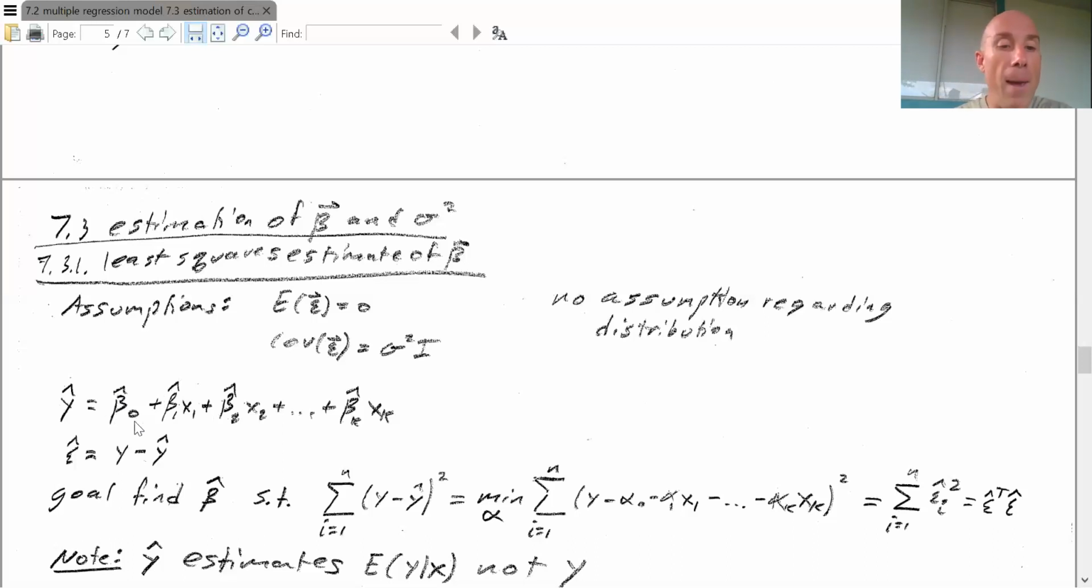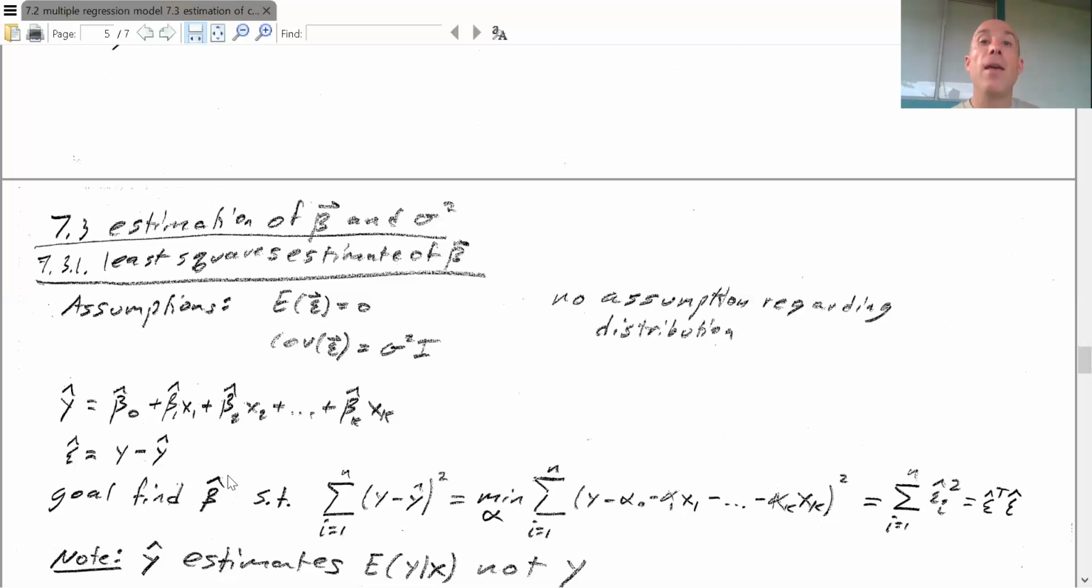Okay, so my betas multiplied by my x's give me my modeled value of y. The epsilon is going to be the difference between the true value and the modeled value. All right, so my goal is to find the best possible betas.